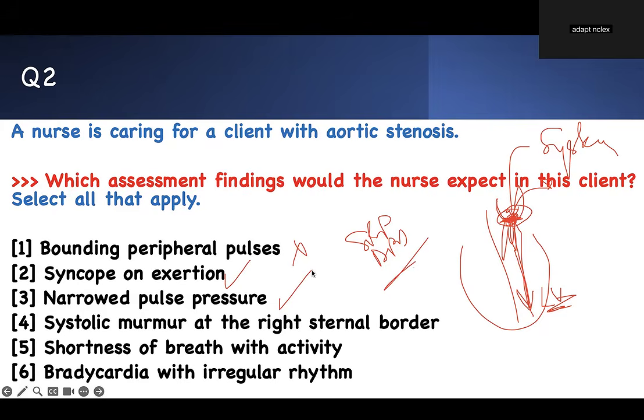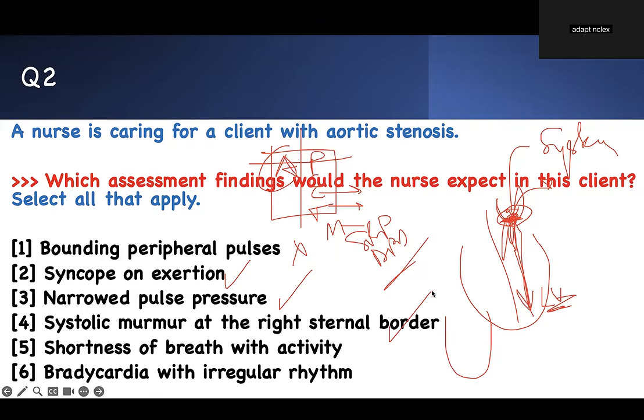Systolic murmur heard at the right sternal border. You already know this, I was explaining to you. If this is your heart, your chest wall, you know the aortic valve is on the right side. The pulmonic valve is on the left side. Then Erb's point is also on the left side, tricuspid and mitral valve, right? These are second intercostal space. This is the third intercostal space, tricuspid, fourth and fifth, and mitral valve, fifth on the left side. The aortic murmur is on the right side. Therefore, systolic murmur on the right side, this is a classic.